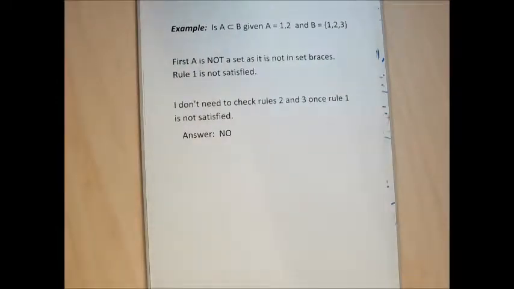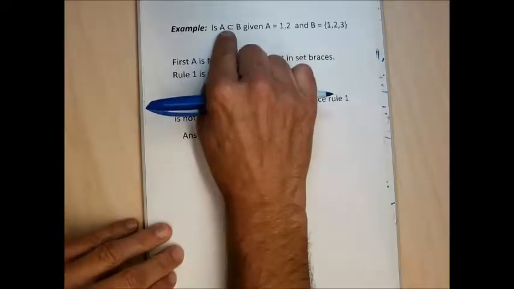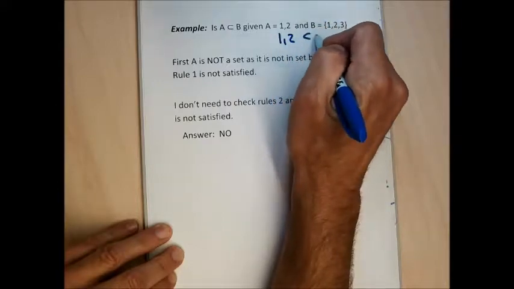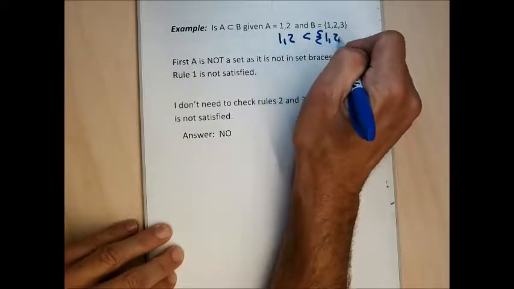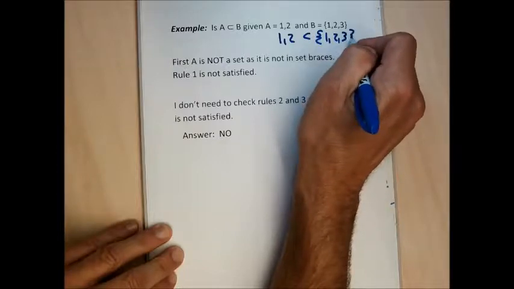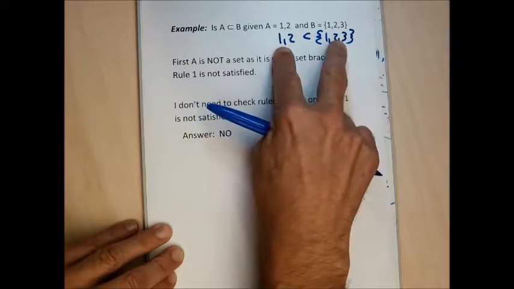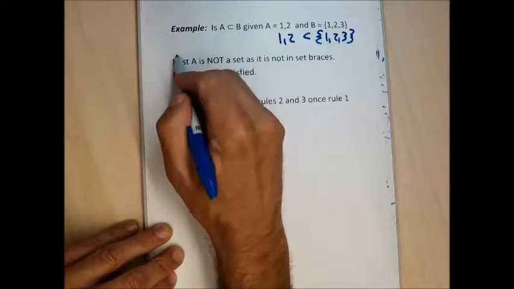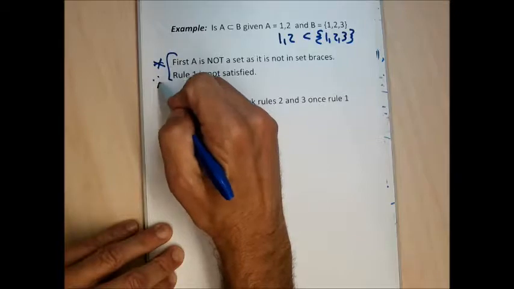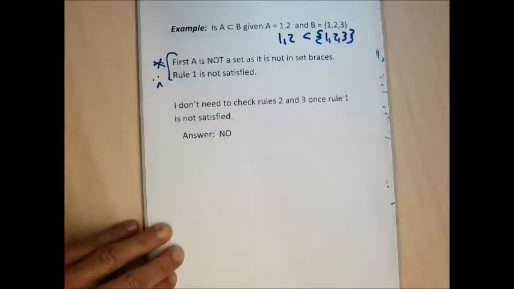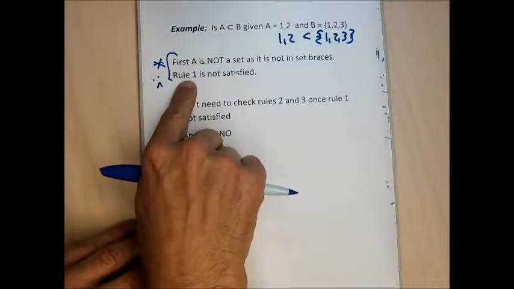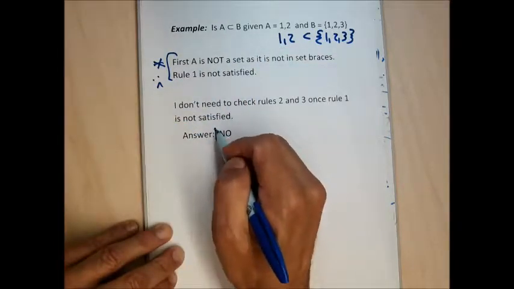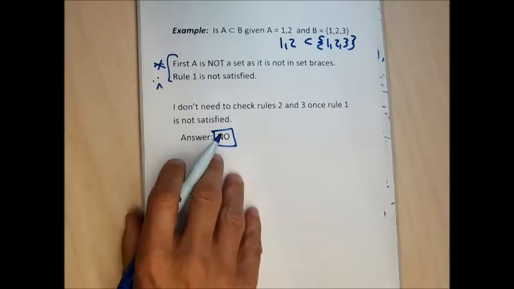Let's do one more example here. Is A a proper subset of B, given A is the numbers 1 and 2 and B is the set containing the numbers 1, 2, and 3? So to see if A is a proper subset of B, I've got to satisfy each of the three criteria. The first criteria is A has to be a set, and that's violated here because A is not a set. Once one of the rules is violated, I don't have to check the additional rules because A isn't a set, it can't be a proper subset. So my answer to this question is going to be no.